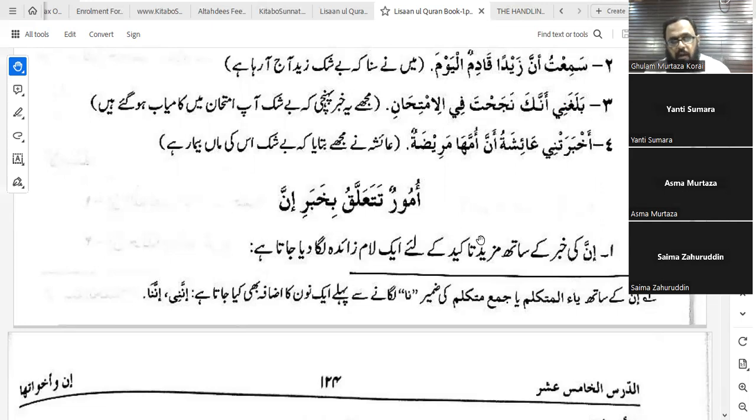أمور تتعلق بخبر إن. So it would be nice if you translated that for us. No, translate it. You can translate it. Things that are related to inna, khabar inna. Things or issues, they are related to the khabar of inna. Okay, so good.